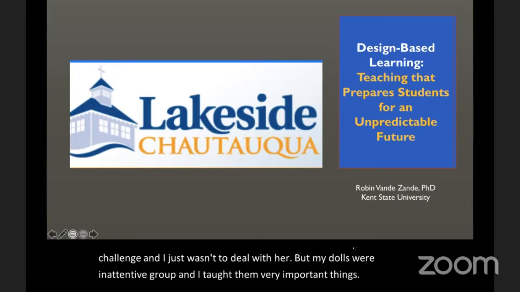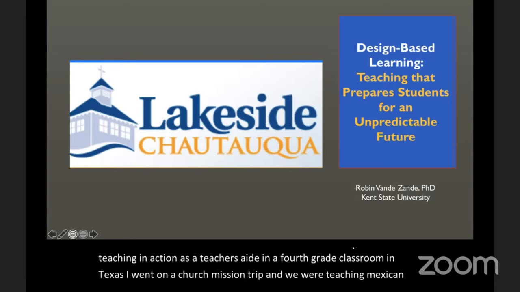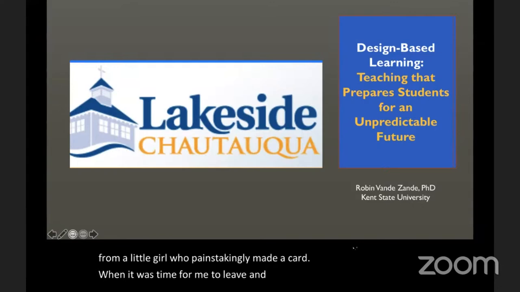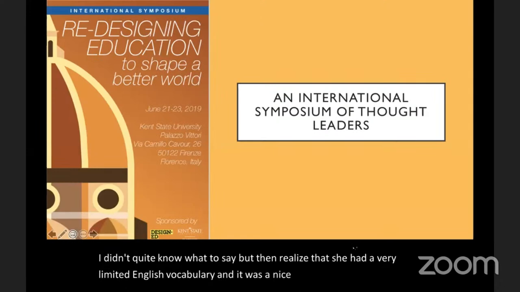Then in the summer before my senior year in high school, I got to see teaching in action as a teacher's aide in a fourth grade classroom in Texas. I went on a church mission trip and we were teaching Mexican migrant workers' children. It was just an amazing experience. I learned a great deal watching the teacher with these students who basically used English as a second language. The one thing I remember the most was from a little girl who painstakingly made a card when it was time for me to leave. She wrote this heartfelt message that said, "Robin is a girl." I didn't quite know what to say, but then realized that she had a very limited English vocabulary, and it was a nice gesture. So I taught in elementary, middle, and high schools before teaching in higher ed.